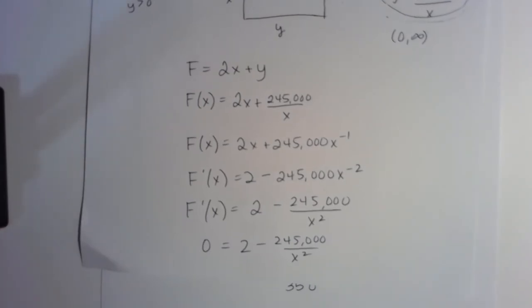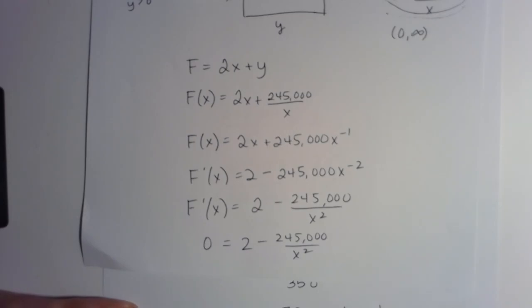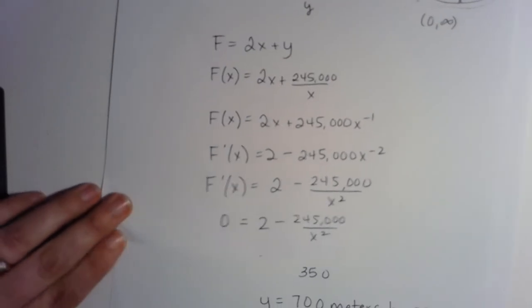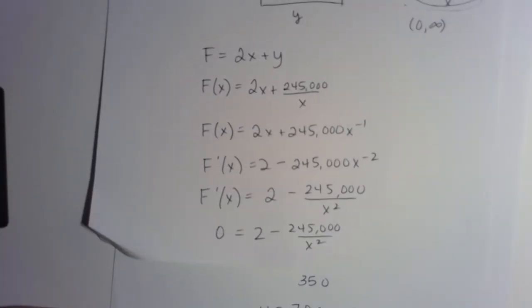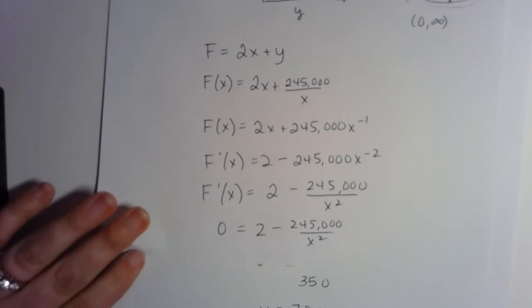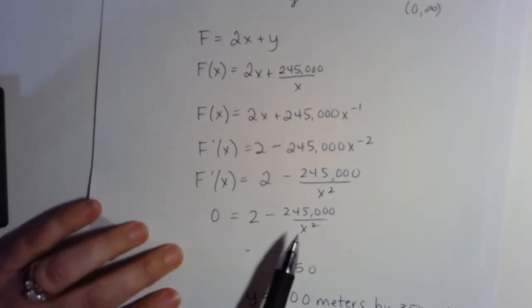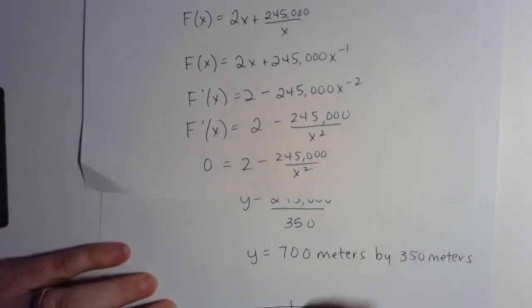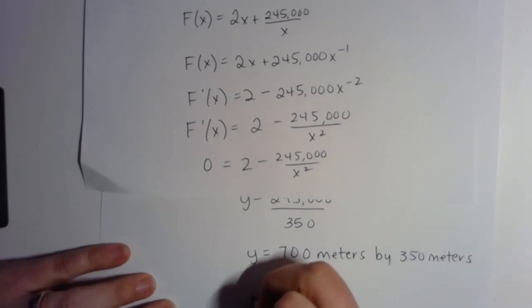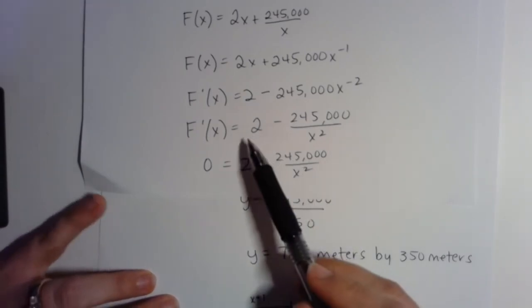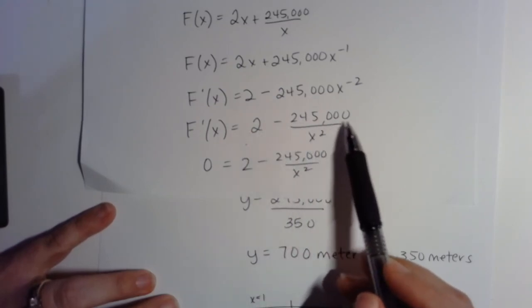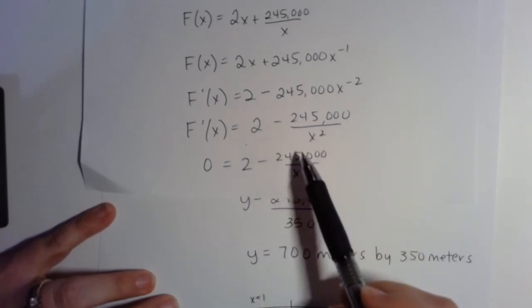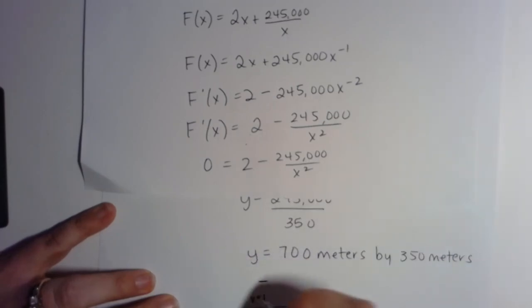Now, if I was really worried that maybe I don't want to minimize my fence and by accident I got the max, since I'm on an open interval, I can think of it this way. 350 was my x value, so that was my critical number, when I set the derivative equal to 0. And if I wanted to, I could check on both sides the sign of my derivative. So if I plug in something really small, like x equals 1, I get 2 minus 245,000 over 1, which is definitely going to be negative. So I know that this is decreasing on this side.